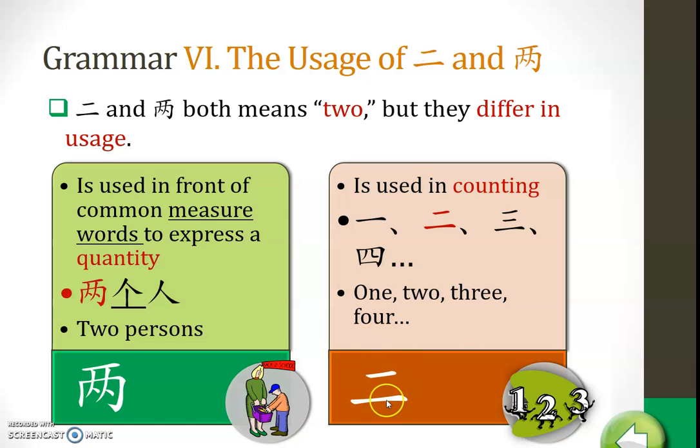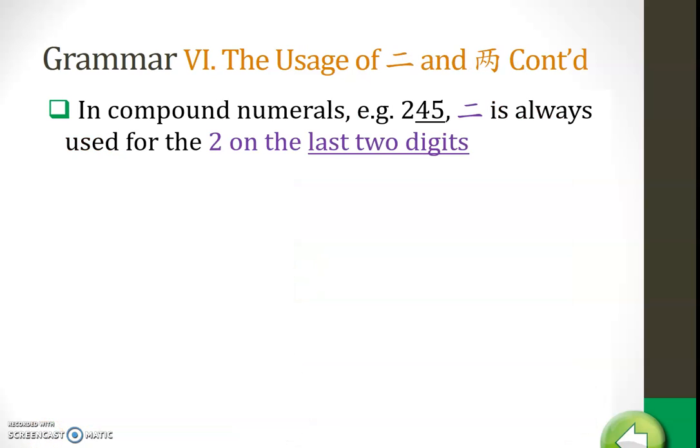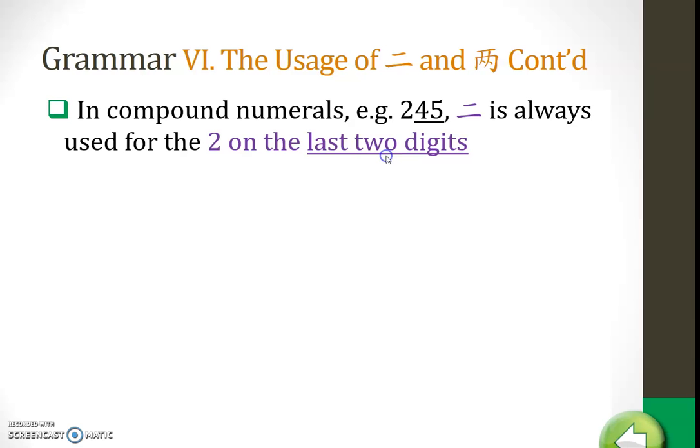Now, when do we use 二? We use 二 when we are counting. 1, 2, 3, 4. In compound numerals, 二 is always used for the 2 on the last 2 digits. For example, 22. You don't say 两十两. And last 2 digits, 125. You don't say 一百两十五.